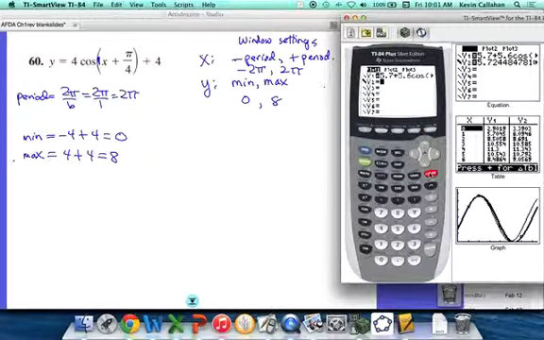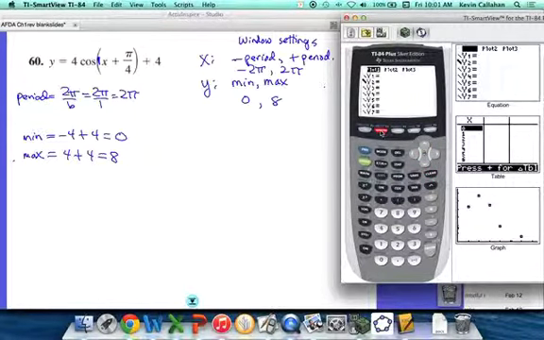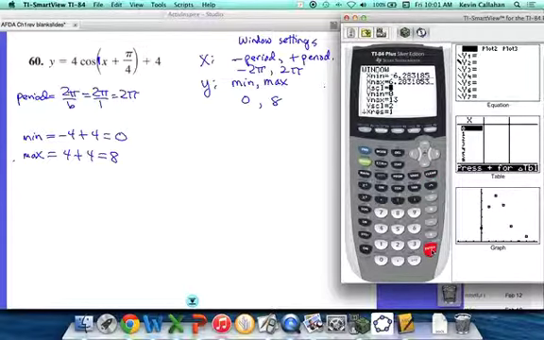Darn it, I guess I got to get rid of this stuff. There. And window set. So the x is going to go negative 2 pi, negative 2 second pi, enter. Positive 2 second pi, enter. Again, I'm going to make it pi over 2. Second pi divided by 2, enter. I'm going to make my y go from 0, it already is, to 8.